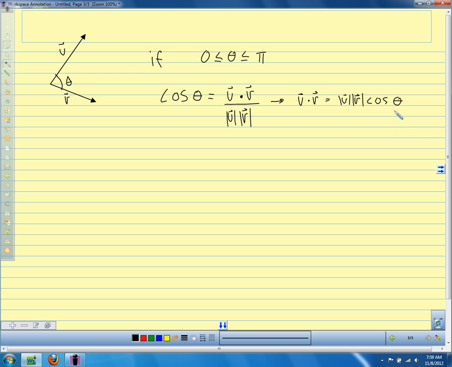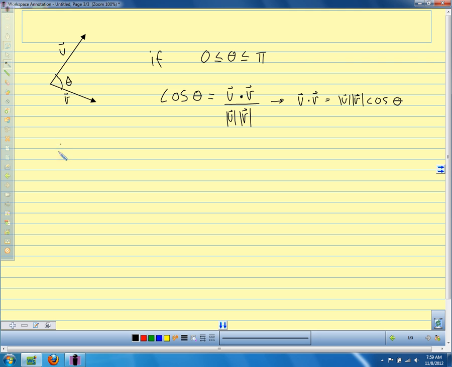Anybody have an idea of how we come up with this? What's that? Did someone say triangle? Is that what you said? Yeah, it's based on the law of cosines. Eric said law of cosines, but he's looking in the book. So this comes from the law of cosines.